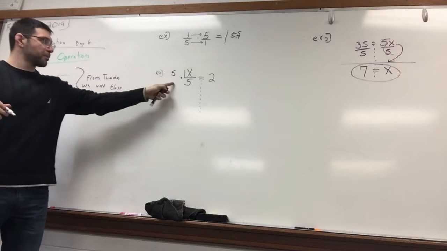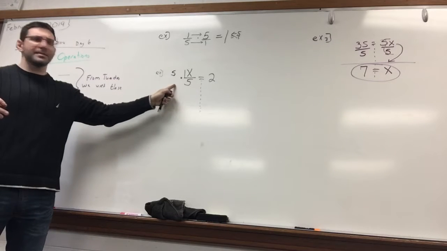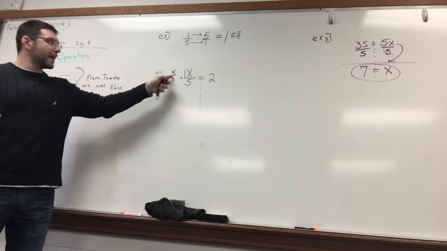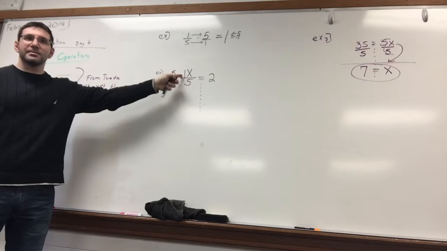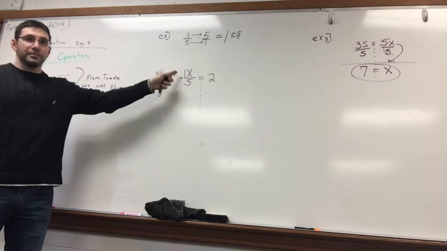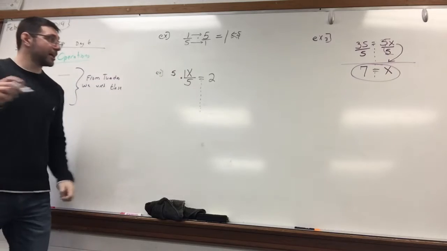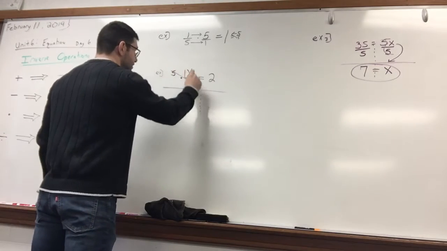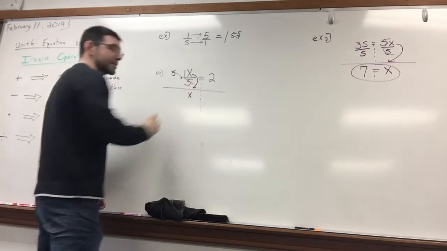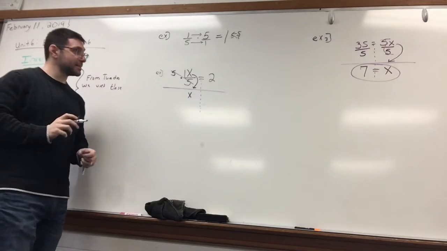But notice, I'm not multiplying 5 by 5, because that's 25. That doesn't help me. But I'm multiplying 5 times 1x, which is how many x's? 5 x's. 5 x's divided by 5 is just 1x. So we're multiplying by the denominator.